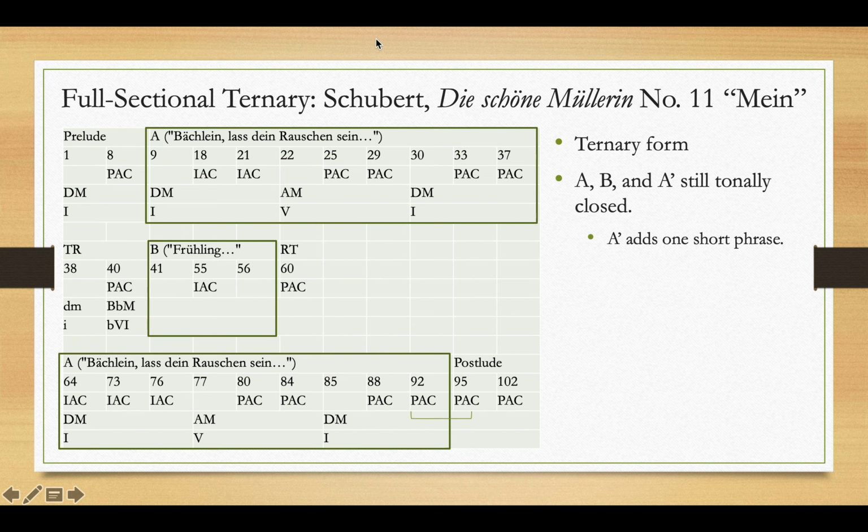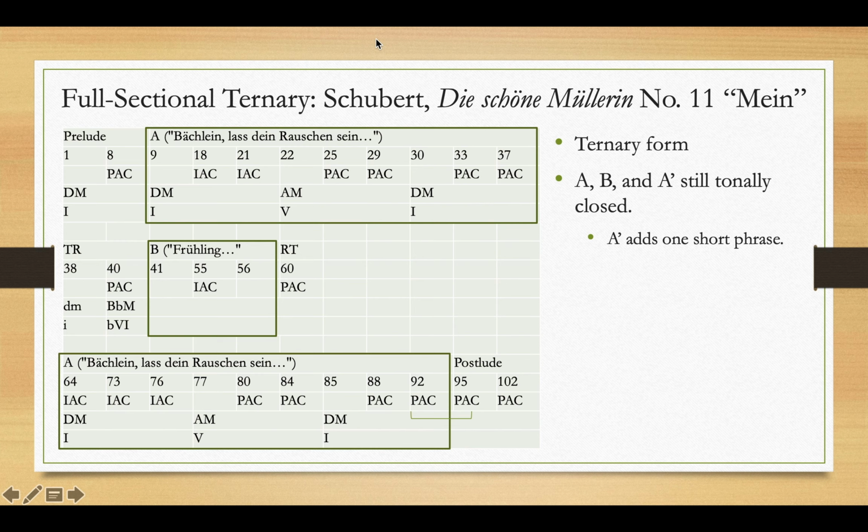The A, B, and A prime are still tonally closed. In this context, the A section starts in D major, ends in D major, ends with a perfect authentic cadence. So even though the middle of the A section does modulate to the dominant, it does still start and end in the same key, both the first and the second time. And then similarly, the B section starts in B flat major and never modulates, and it concludes with B flat major.